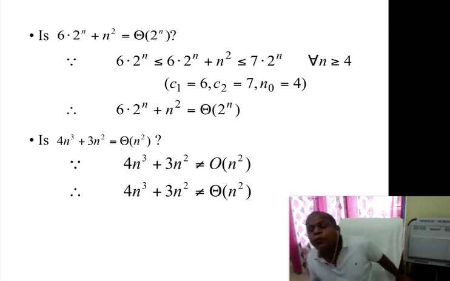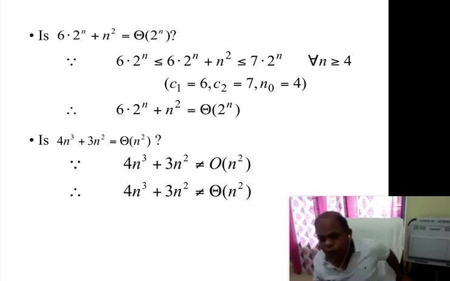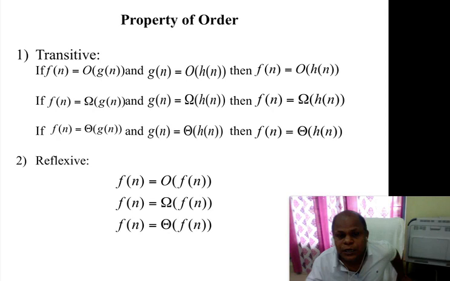That means if a function provides a tight bound, it has to provide the upper bound and also the lower bound. But in this case, n square never provides an upper bound to the n cube function. Hence, it cannot provide the tight bound. The n square function gives the lower bound to the n cube function, but it cannot provide the upper bound to the n cube function. Hence, it cannot provide a tight bound.